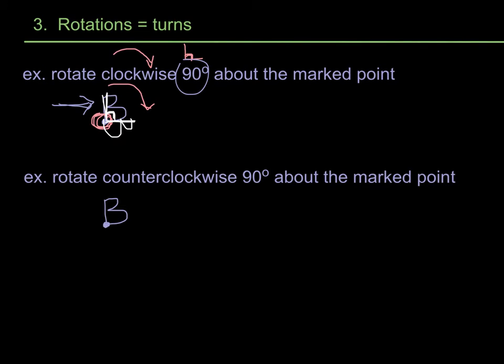So new example, except this time we're going to go counterclockwise. Everything else is the same. It's still 90 degrees. It's still around that point right there. This time, though, we're going counterclockwise. So this time we're going to see the B fall this way. Okay, if the B falls that way, it's going to look something like that.